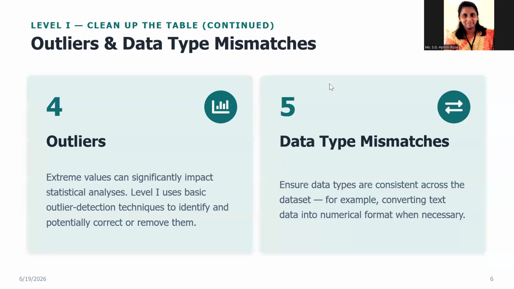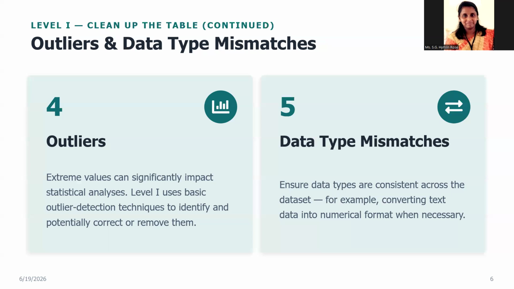Next is outliers. What do outliers represent? Outliers are extreme values that can significantly impact the statistical analysis. A single unusually large or small value can skew the averages, distort correlation or mislead a predictive model. So level 1 uses basic outlier detection techniques to identify and potentially correct or remove them.